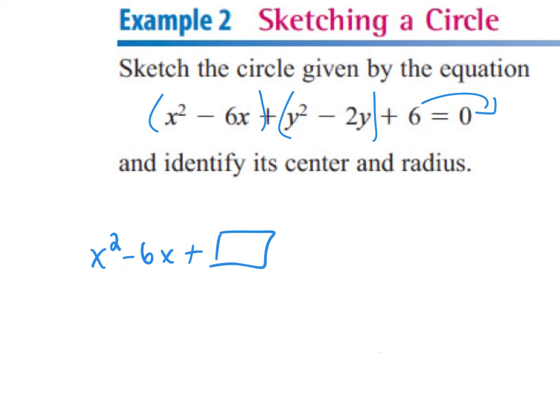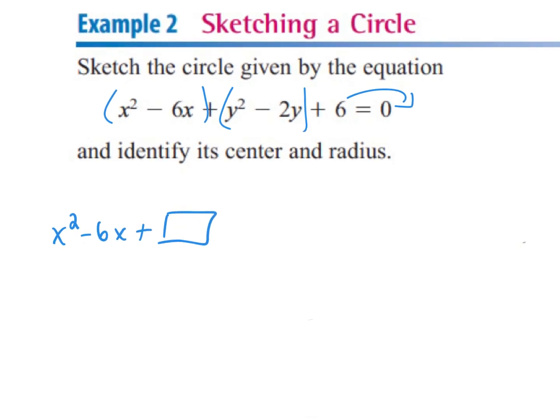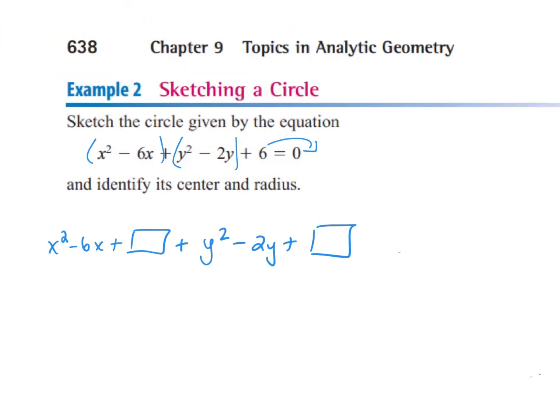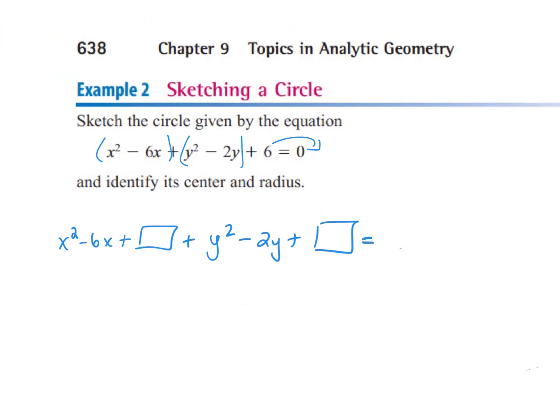So I have my x's. Now I'm going to do the same thing over here with the y's. Collect your y's, y squared minus 2y plus, we're going to complete the square there. And then when I move positive 6 over, what does it become? Negative 6. Good. So the first thing you're going to do is collect all of your x's together, collect all of your y's together, and then move your constant to the other side. Does anybody remember how to complete the square?